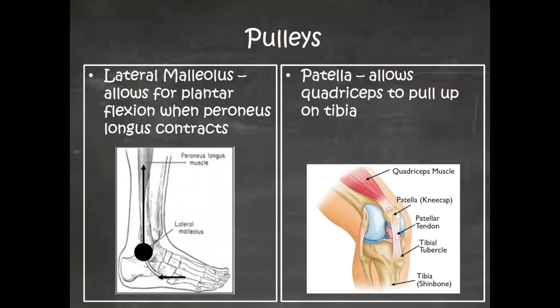In a similar manner, the patella allows the quadriceps to pull up on the tibia, which also helps us to walk. Stand up and try walking without bending your knees and only bending your ankles. Now try walking without bending your ankles and only bending your knees. Then walk normally. Do you notice how these 2 pulleys working together provide us with ease of mobility while walking?